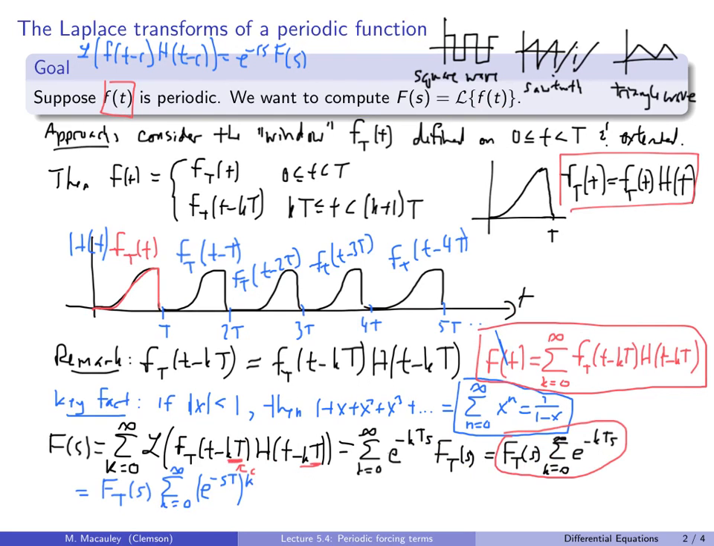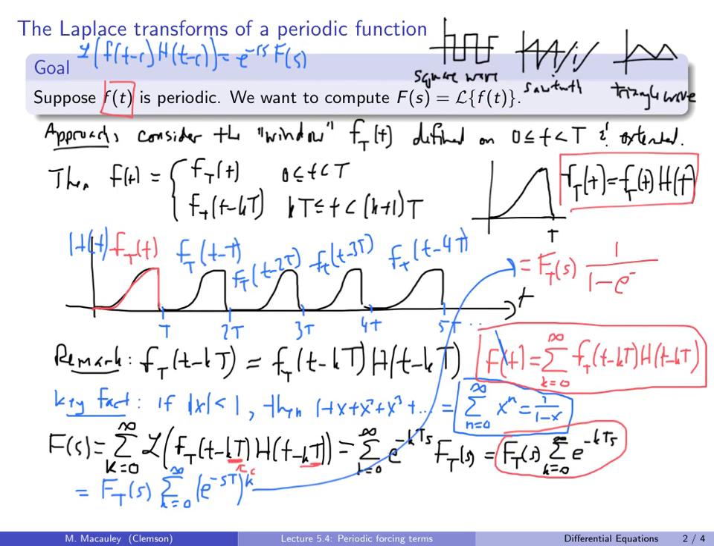Let me delete that and let's see. How about this? I'm going to move this up here. Okay, and now I'm going to rewrite this thing up here. So this is f sub T of s. And now, again, this is just my x. So this whole infinite sum is 1 over 1 minus this thing. So times 1 over 1 minus e to the minus s.